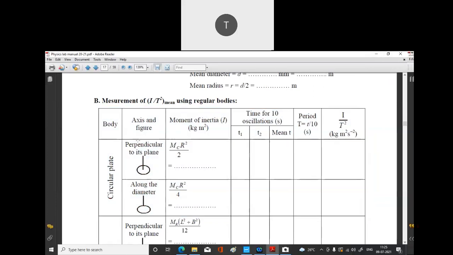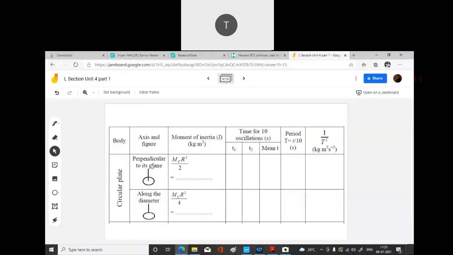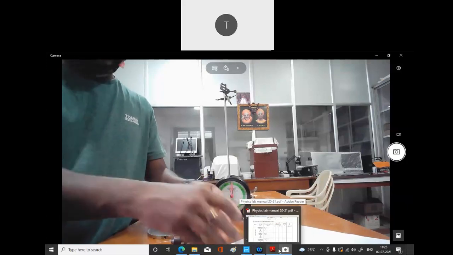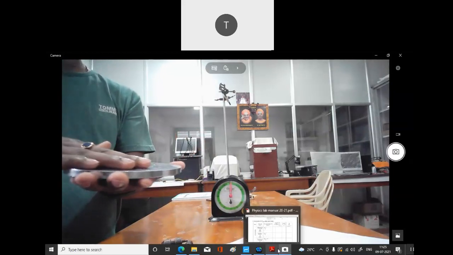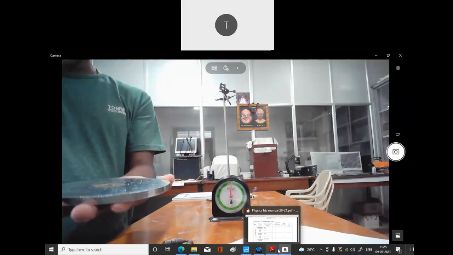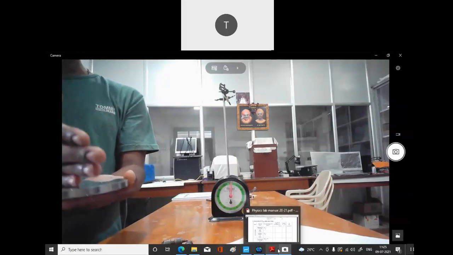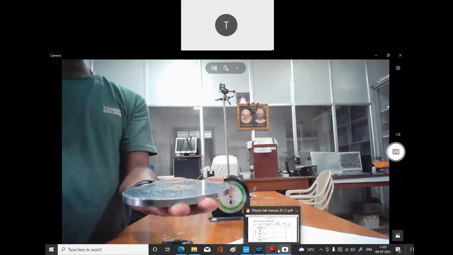You can see the first diagram. It shows the circular disc, and you have to suspend it perpendicular to the plane. What that means is, you can see this is your plane, and you have to fix your wire perpendicular to this plane.